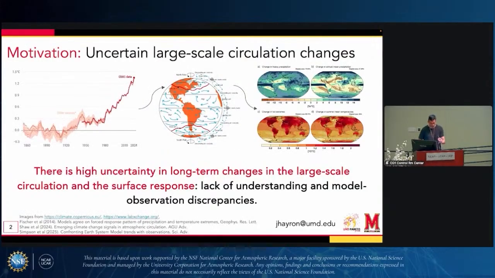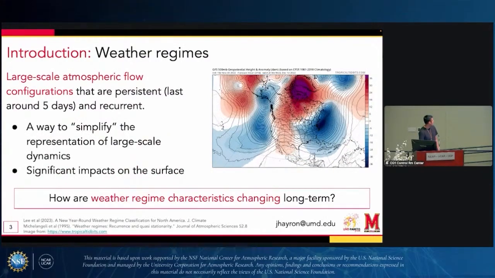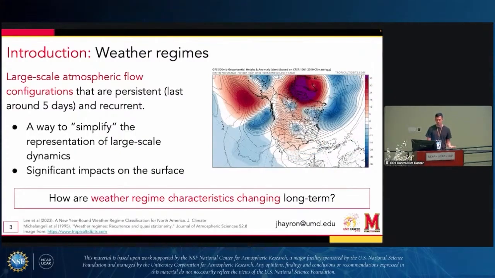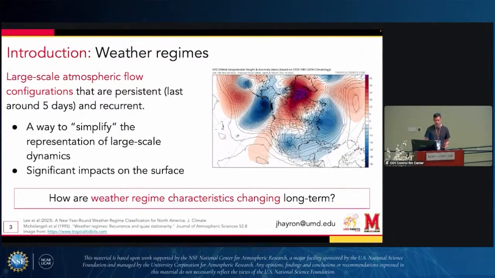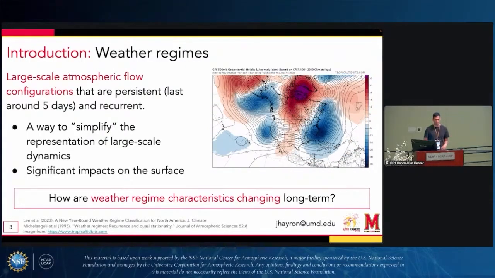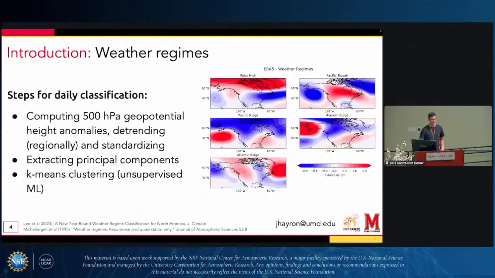Yeah, thank you. Sure. So the main motivation is that there is large uncertainty regarding the large-scale circulation and the surface response associated with it. As a result, there are many differences when we compare observations and models in the historical period. The tool that I use to address this problem is the concept of weather regimes. Weather regimes are large-scale atmospheric flow configurations that are persistent and recurrent, and they are useful because they simplify the representation of the large-scale dynamics, as well as linking those dynamics with the surface conditions. So the question is, how are the characteristics of these weather regimes changing over the long term?